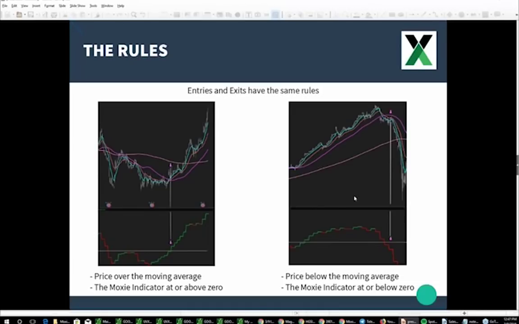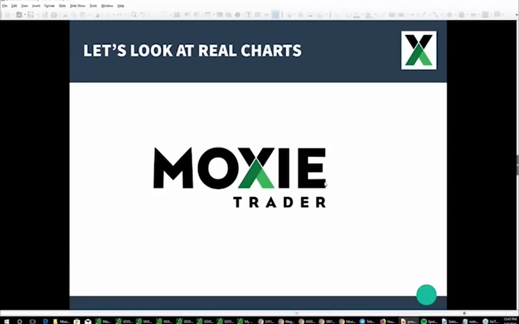Does anybody recognize what chart this one is on the right? All right, we'll go back to that. It's one I wanted to talk about. So yeah, let's go look at some real charts.